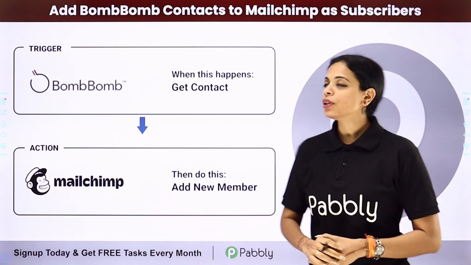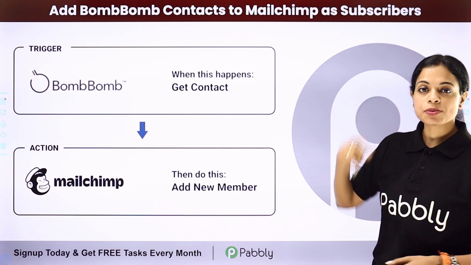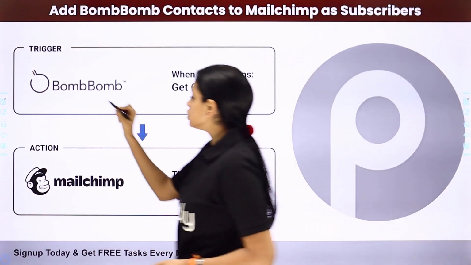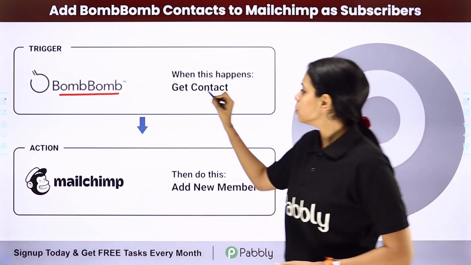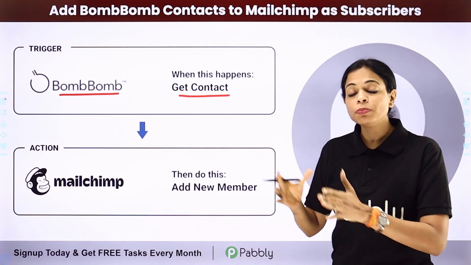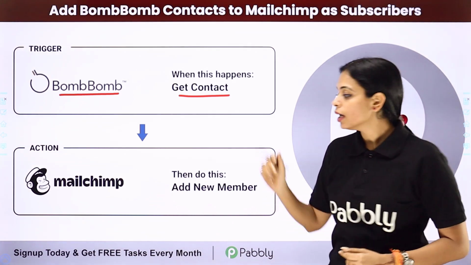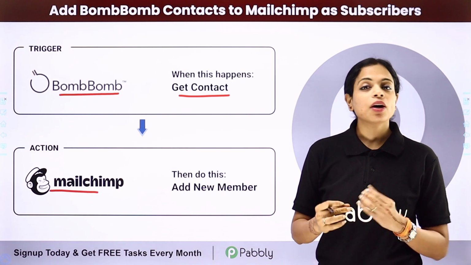In this video, we are going to see how to add BombBomb contacts to Mailchimp as subscribers. So let's say that you are using BombBomb as a video communication platform, and every time a contact is created here, then automatically this contact should be created as a subscriber in Mailchimp, which is your email marketing platform. Now, how can that be done?